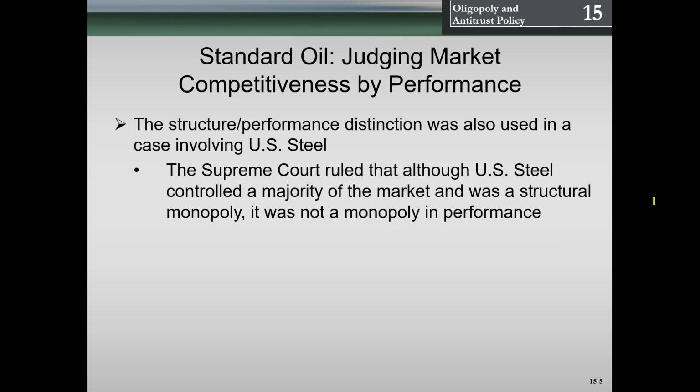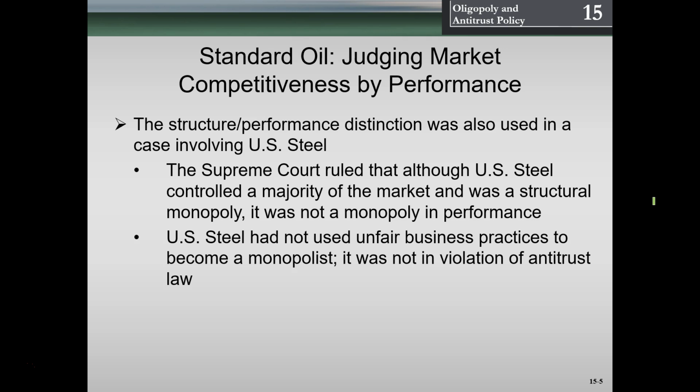But under the laws at the time, they said, hey, they did it fairly. They didn't go and run other steel companies out of the market. They competed fairly, and they got control of the market with a fairly new resource that was developed, and got monopoly power. Therefore, U.S. Steel had not used unfair business practices to become a monopolist. It was not in violation of the antitrust law for that reason.